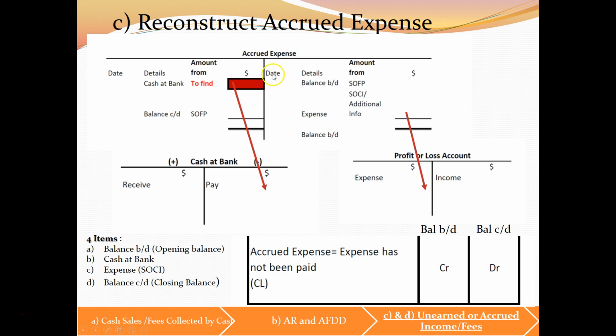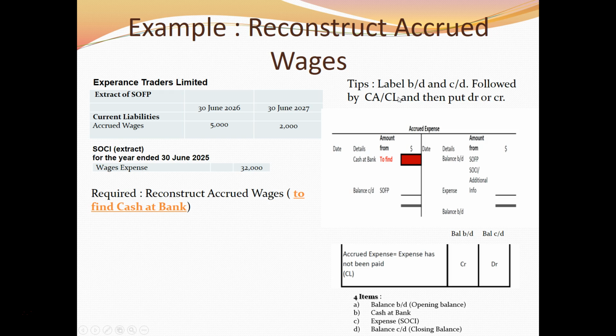If you're doing income account, accrued income account, cash at bank will be this side and then the income will be this side. This is a shortcut, students. Again, figure out where's your cash at bank, then you know opposite sign is your expense. Okay, same thing, how to apply this. Let's say this is accrued wages. So you open your accrued wages account, opening balance is on the credit, closing balance is on the debit.